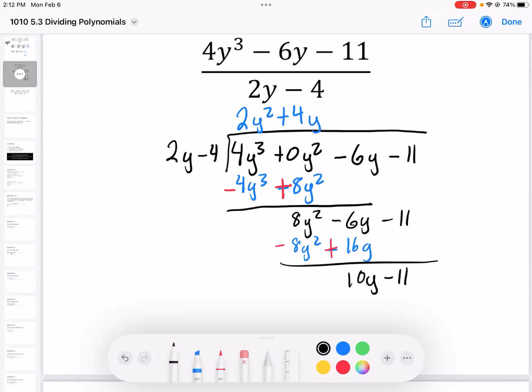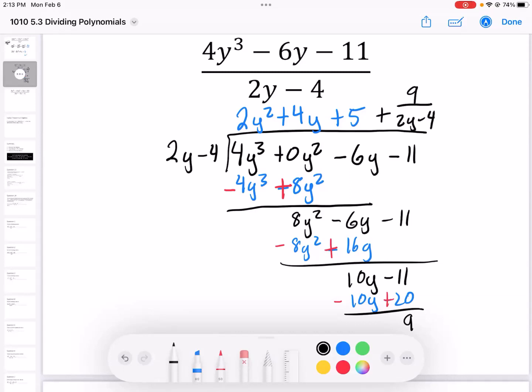Then I go through the process again. 10y divided by 2y would be what? Yep, just plain 5, +5. Then +5 times 2y minus 4 gives me 10y minus 20. When I subtract it, the 10y becomes negative and the 20 becomes positive, and that leaves me with a remainder of 9. The reason this is my remainder is because the degree of what's left over is smaller than the degree of what I'm dividing by. I'm going to write my remainder as +9 over 2y minus 4.